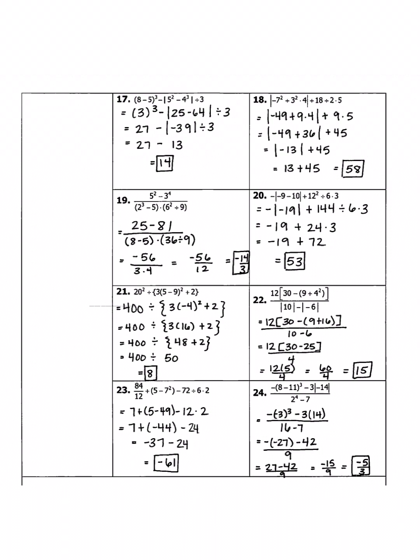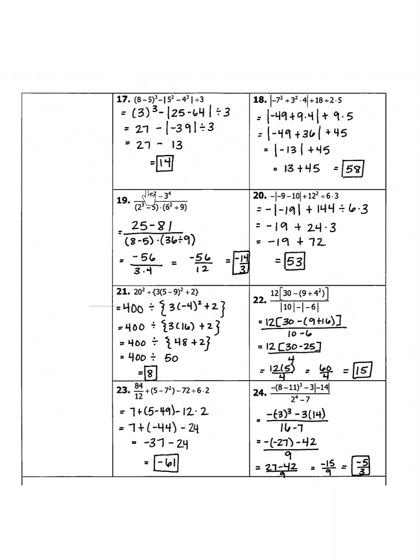So be careful, even down here, you'll notice there's a set of brackets. These are brackets here, and then there's parentheses. You always start with the innermost parentheses and work your way out. The brackets, again, are just another set of parentheses. It's just another way of showing parentheses. And remember with these problems, the fraction line means to divide.